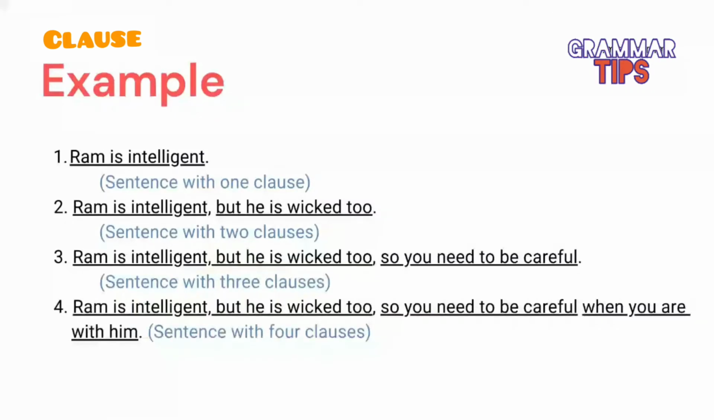Ram is intelligent but he is weak at 2. Sentence with two clauses. 3. Ram is intelligent but he is weak at 2, so you need to be careful. Sentence with 3 clauses. 4. Ram is intelligent but he is weak at 2, so you need to be careful when you are with him. Sentence with 4 clauses.